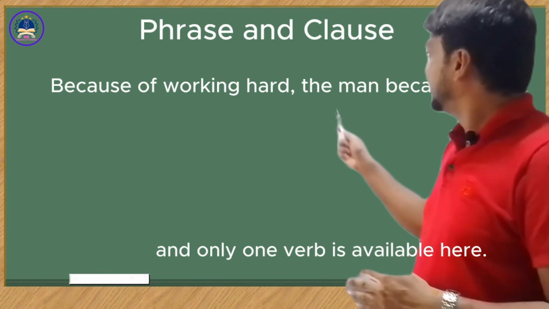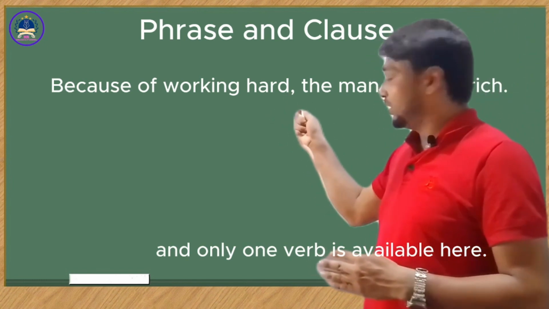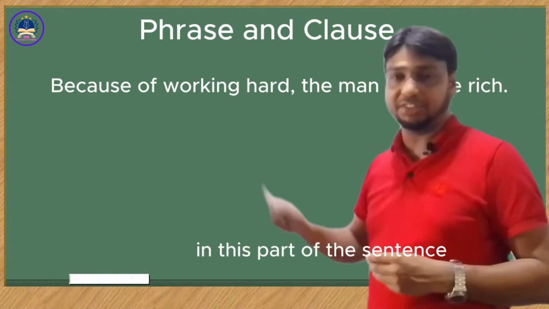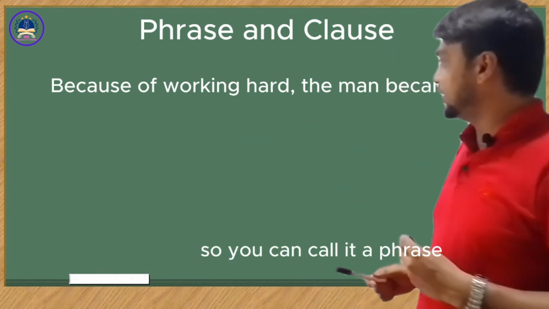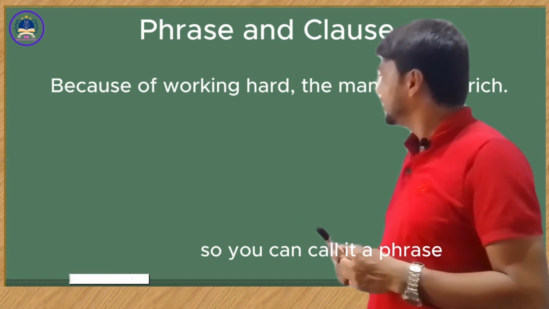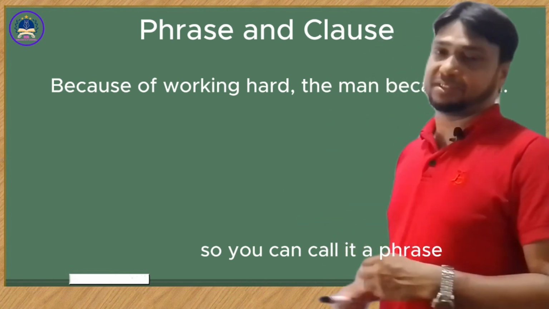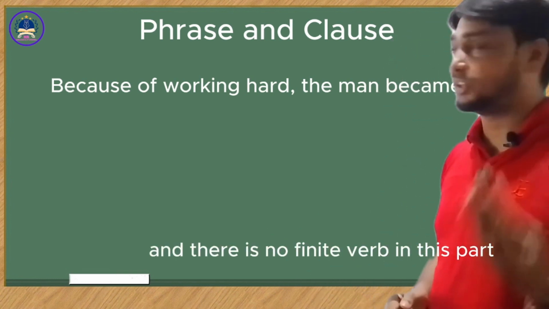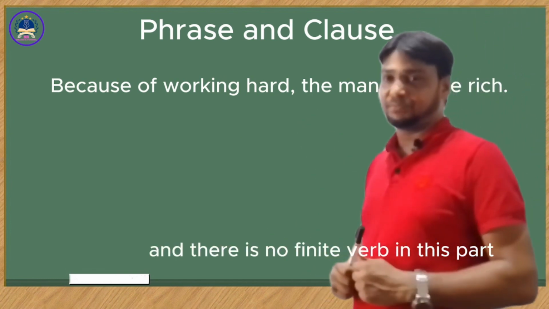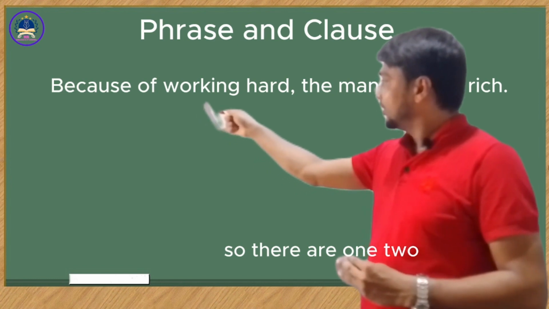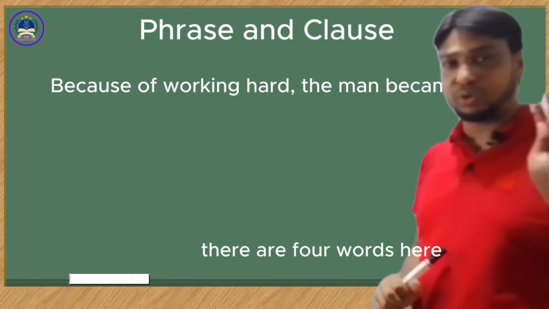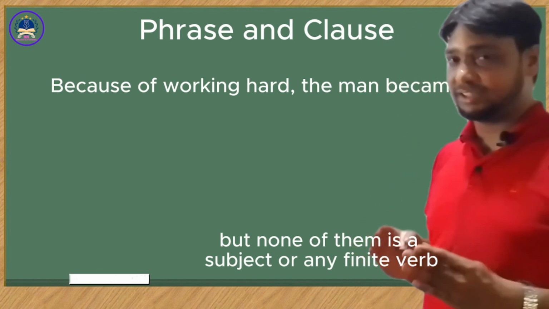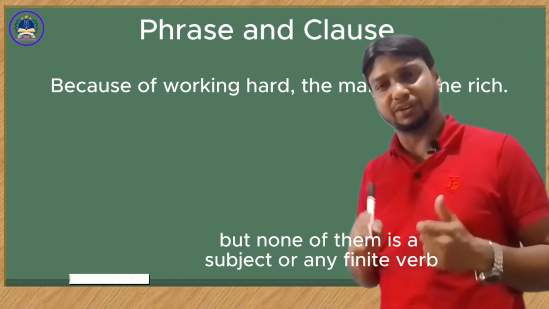And only one verb is available here. And you will not find any other verbs in this part of the sentence. So, you can call it a phrase. And because there is no subject and there is no finite verb in this part. So, there are 1, 2, 3, 4 words here. But none of them is a subject or any finite verb.